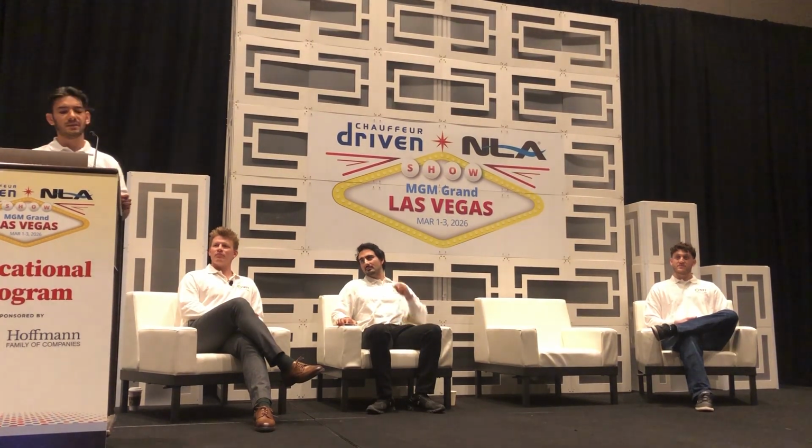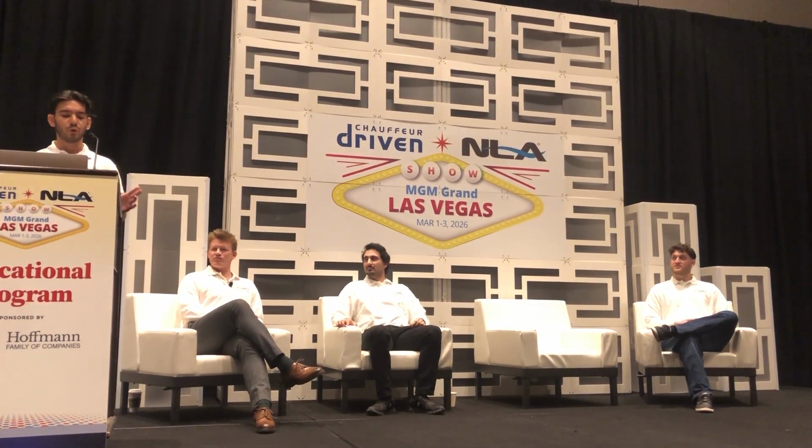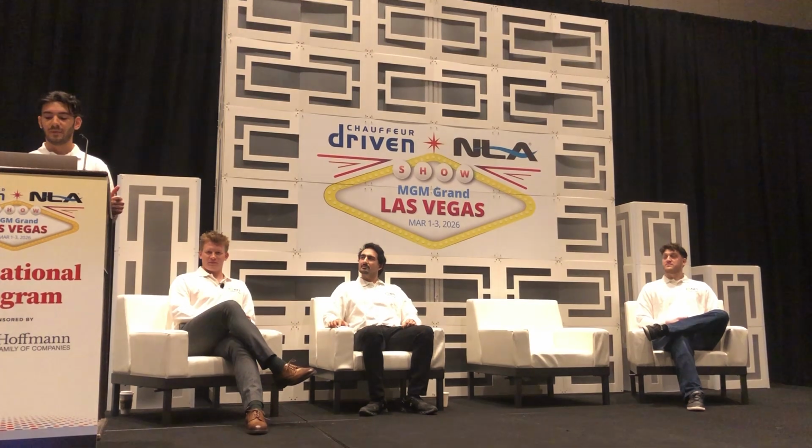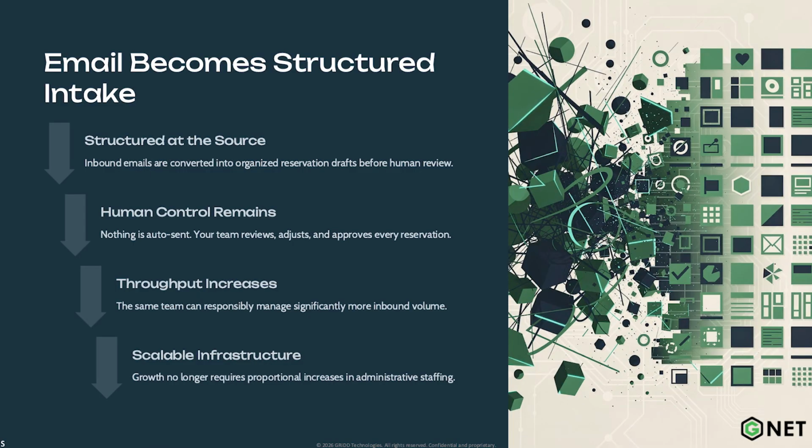So now what shifts is throughput. Suddenly the amount of reservations one dispatcher can handle multiplies. Growth doesn't depend on the administrative headcount. It's not about removing human decision making, it's about separating formatting from judgment. So think about what this means. Your team can focus on decision making, not transcription. And that is how revenue can grow without the operational cost.